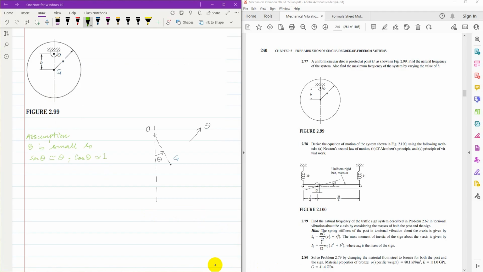G I am representing here as the center of mass of the disk. Let's say that the disk is displaced from its mean position. It is given an initial angular displacement theta, and theta is small, so sine theta is nearly equal to theta and cosine theta is nearly equal to 1. So that is its displaced condition. For this displaced condition, I am going to apply Newton's second law of motion to find its equation of motion, and then from the equation of motion, I'll find out its natural frequency.